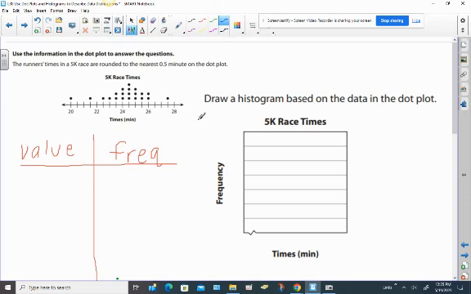This question's a little more complex than you might realize at first. Use the information in the dot plot to answer the questions. The runners' times in a 5K race are rounded to the nearest 5/10 of a minute on the dot plot. Draw a histogram based on the data in the dot plot.